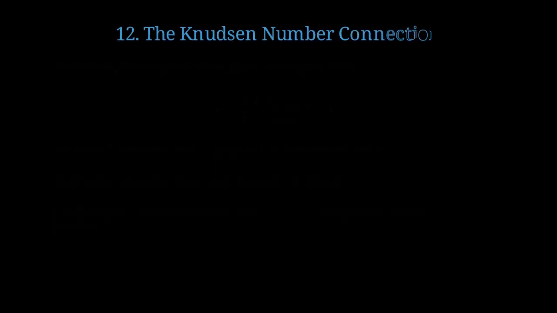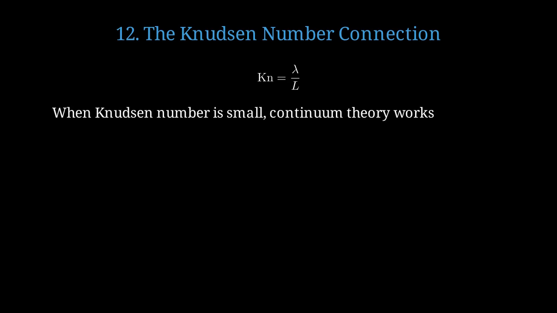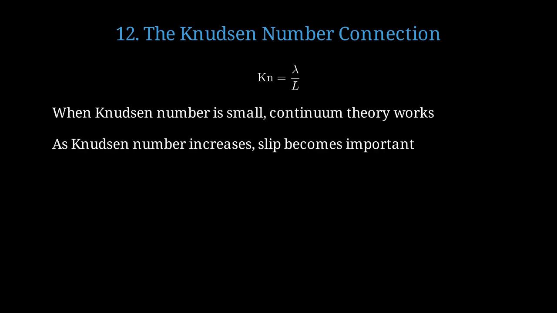There's a deep connection between slip and the Knudsen number, a dimensionless parameter. The Knudsen number equals the mean free path lambda, divided by the characteristic length scale L. When the Knudsen number is small, continuum assumptions and classical fluid dynamics work well. As the Knudsen number increases toward 0.01 to 0.1, slip effects become significant and must be included. Interestingly, the slip length often scales approximately with the mean free path of the fluid molecules.